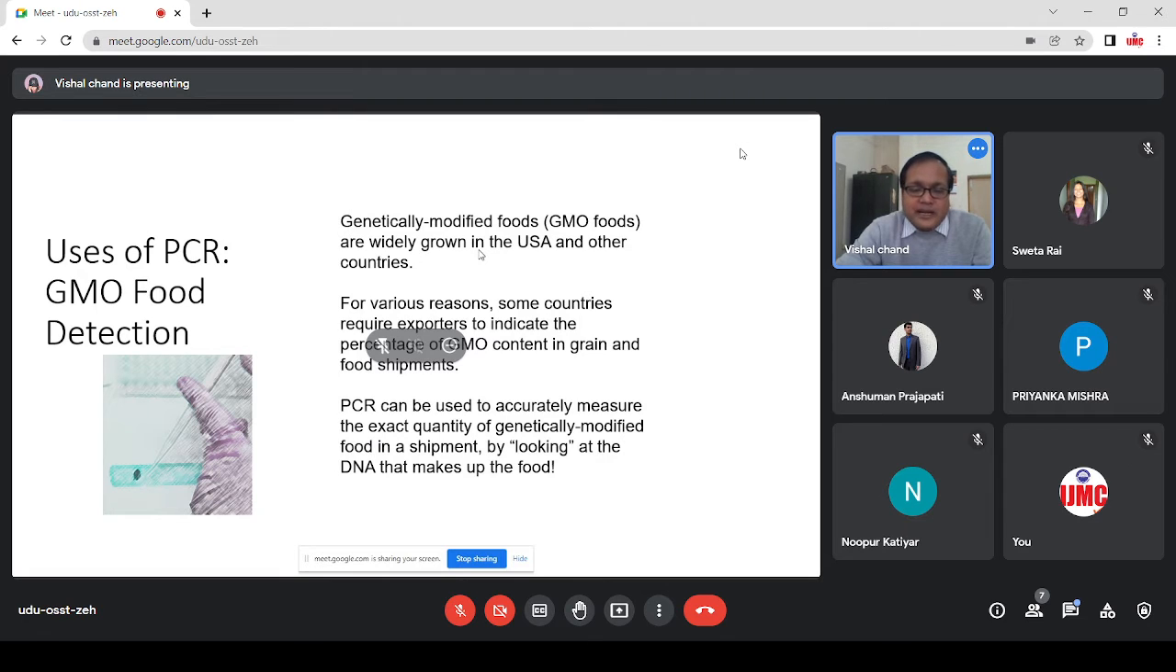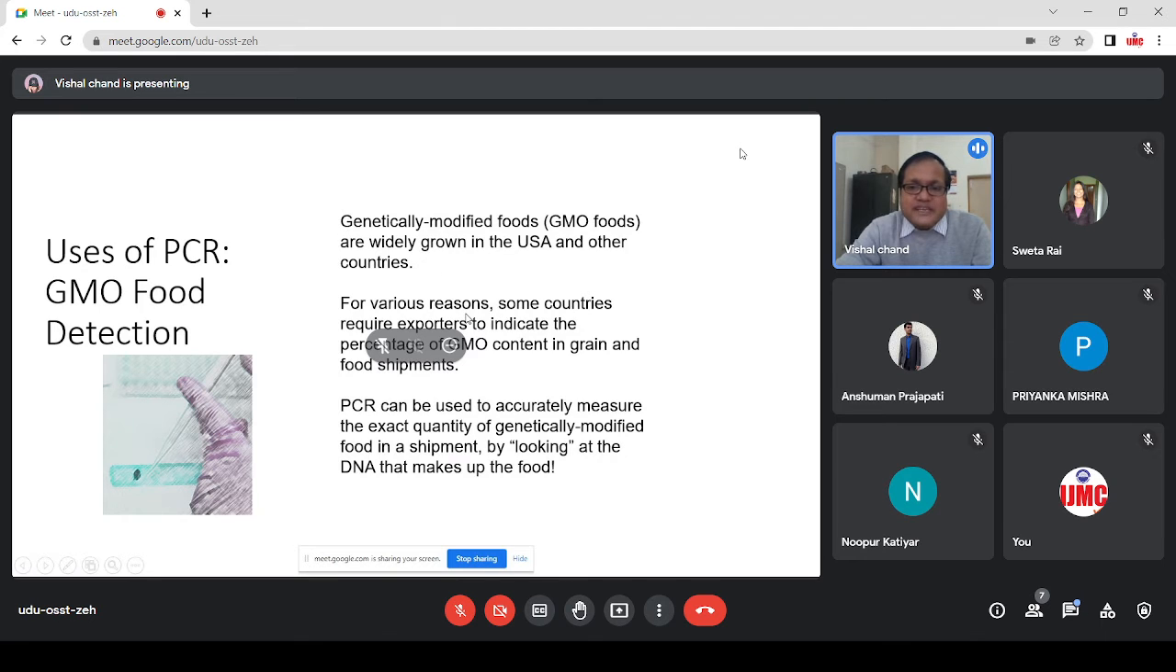So the countries which are not in favor of GMO foods want none of the GMO food, or their seeds and other components, to come into their own country. So whenever we bring any type of seed component or plant component from one country to another, first of all they check whether that food is from a GMO variant or from the wild varieties. For that they go for PCR testing.